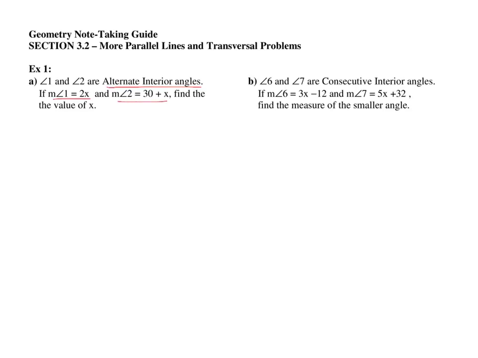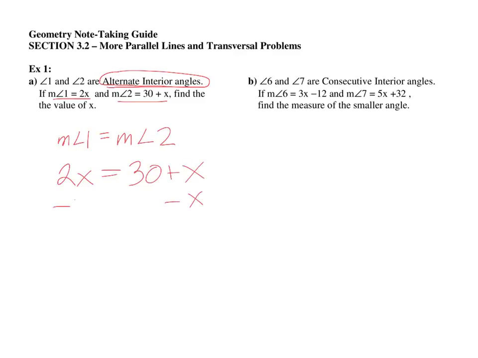of x. Since they told us that they are alternate interior angles, we know what relationship. We know that they're equal to each other. So I'm going to say measurement angle 1 is equal to measurement angle 2. I know this because, once again, they're alternate interior angles. So then I can just substitute in their equivalent expressions and solve for x. Done.